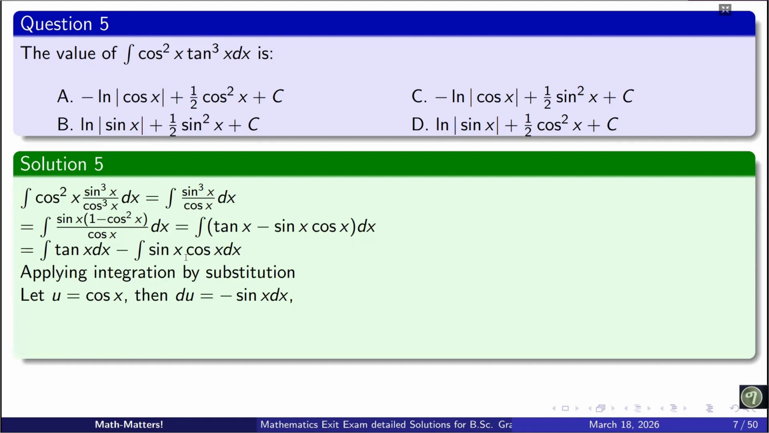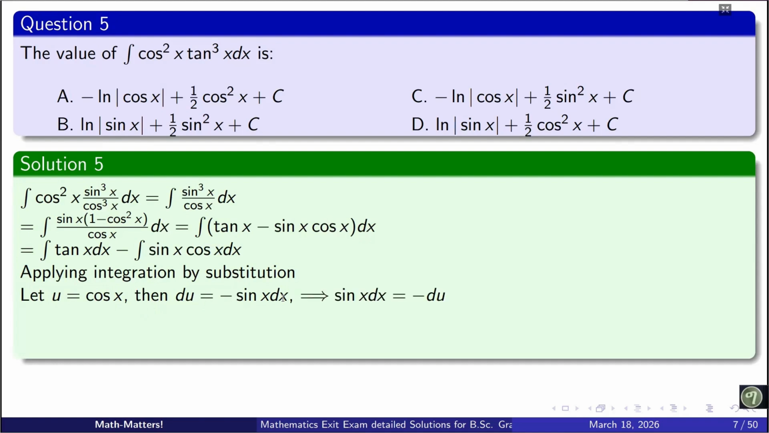Also, using integration by substitution for both the integral of tan x dx and sine x cos x dx, let's assume that u is equal to cos x. So in order to determine dx here, we take the derivative of both sides of u equals cos x, and we have du is equal to the derivative of cos x, which is minus sine x dx.